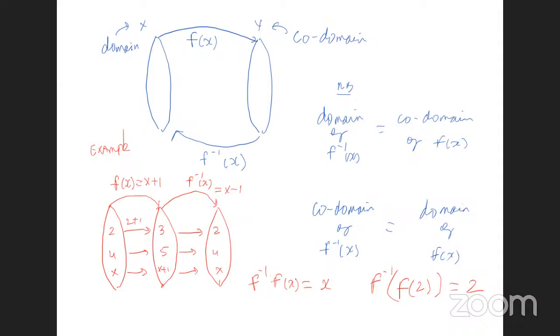Suppose I go the other way around. Suppose I gave you f inverse and I want to go here and then here. It'll be the same thing. So it means that f of f inverse x is also x. Are you okay with that?